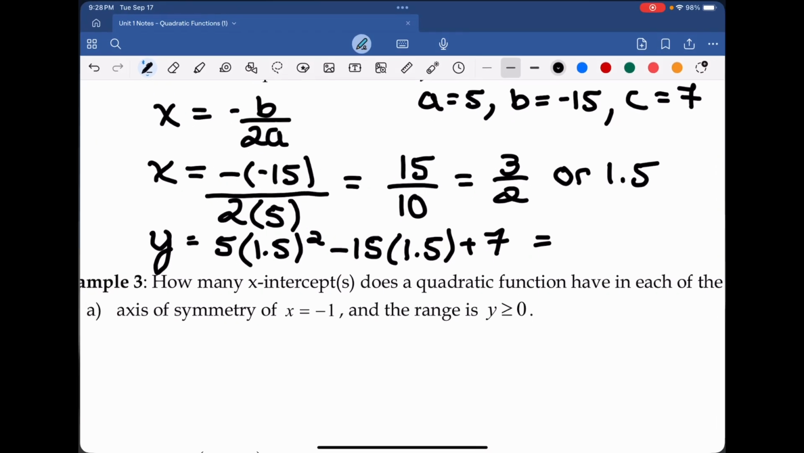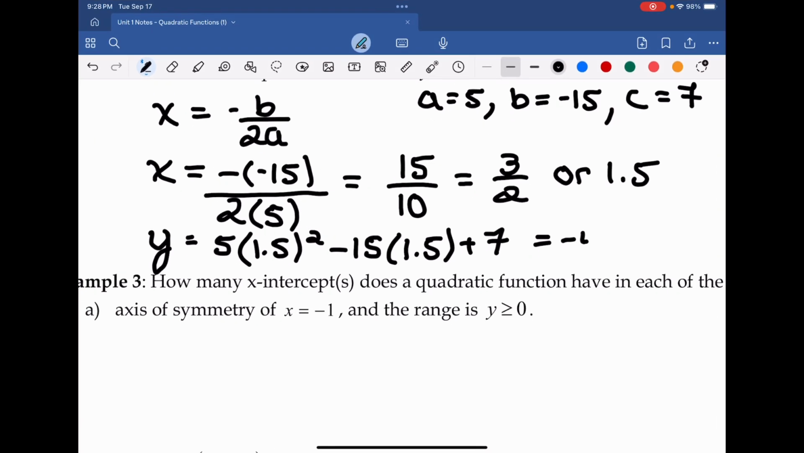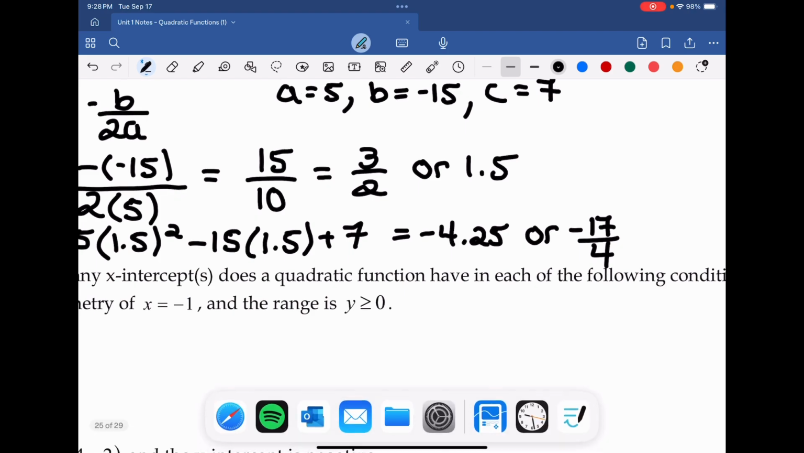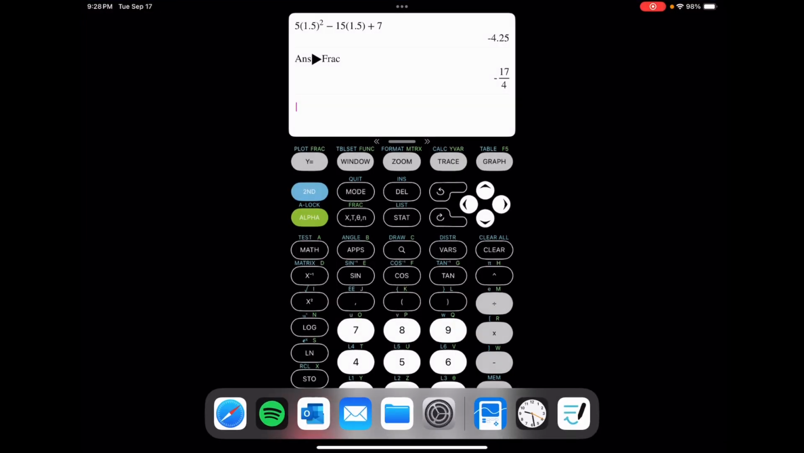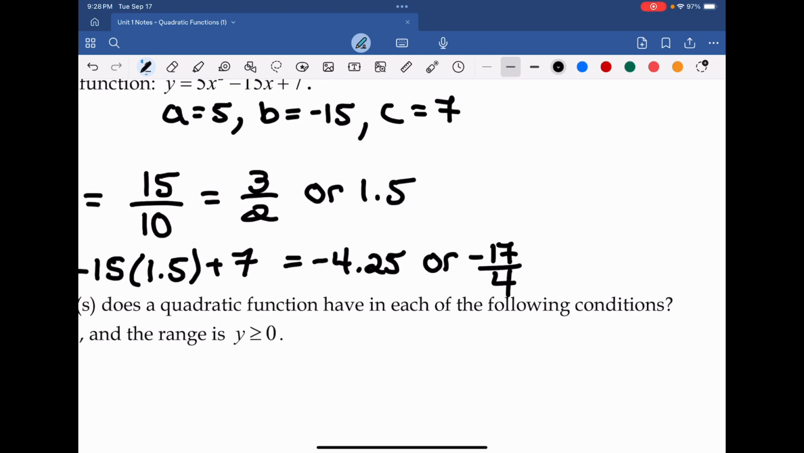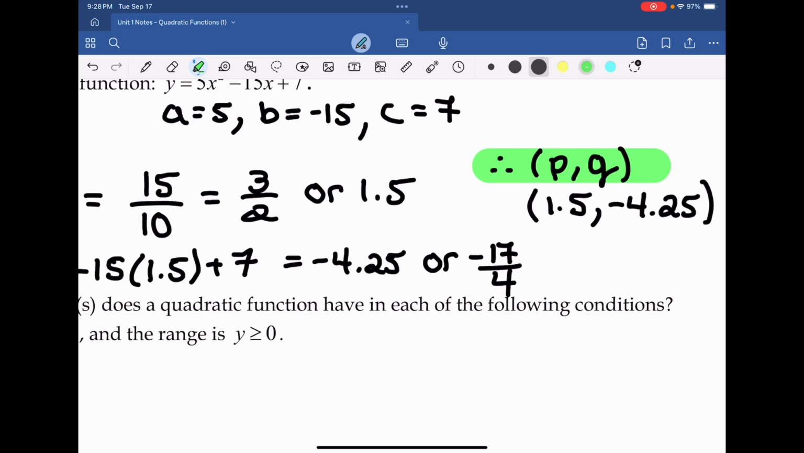And so let's go back to our notes here. We're going to write this as negative 4.25 or negative 17 over 4. And just to confirm that value, I want to go back and make sure. Yep, negative 17 over 4, which we can't reduce anymore. So therefore, if we write our vertex as a summary, we have a p and a q, where the p value is going to be 1.5. The q value is negative 4.25. And that would be our solution there.